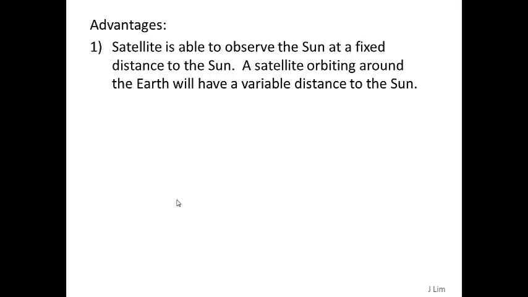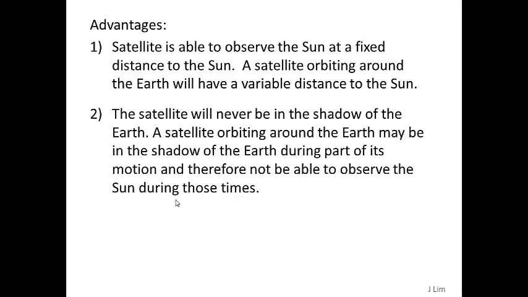Now the advantage is that the satellite is able to observe the Sun at a fixed distance to the Sun. A satellite orbiting around the Earth will have a variable distance to the Sun. This is an advantage because if you are trying to observe the Sun, you want to keep your variables constant. It means the distance between the satellite and the Sun is constant.